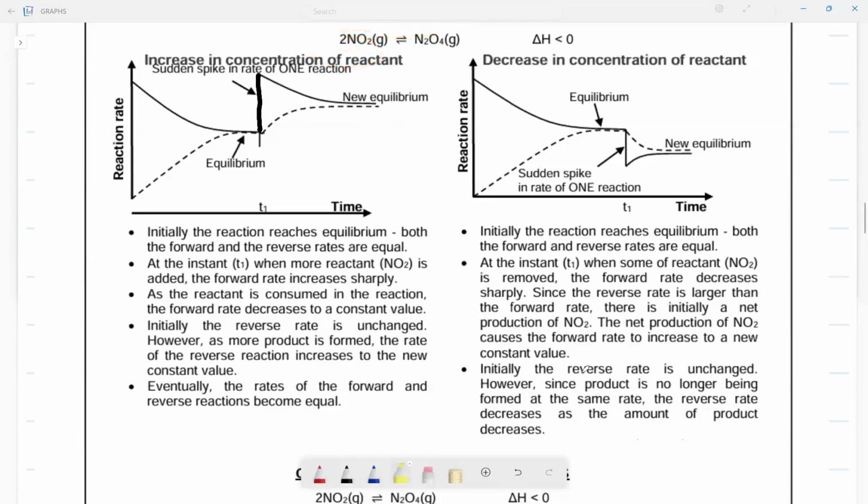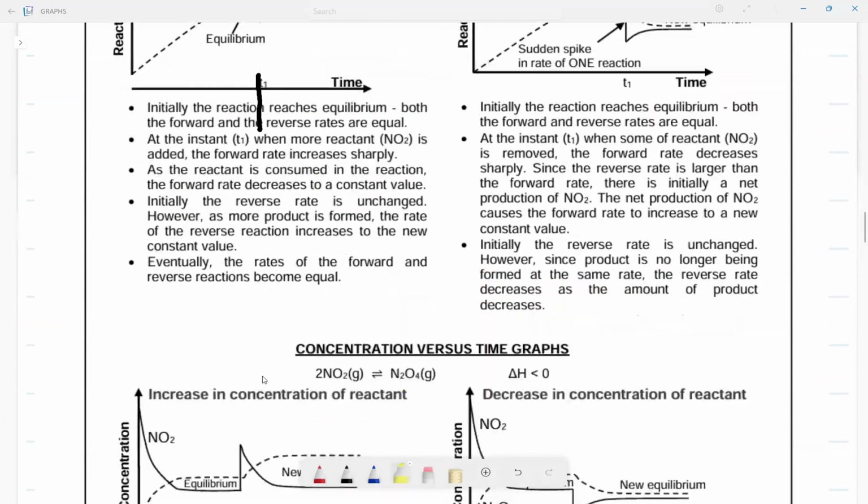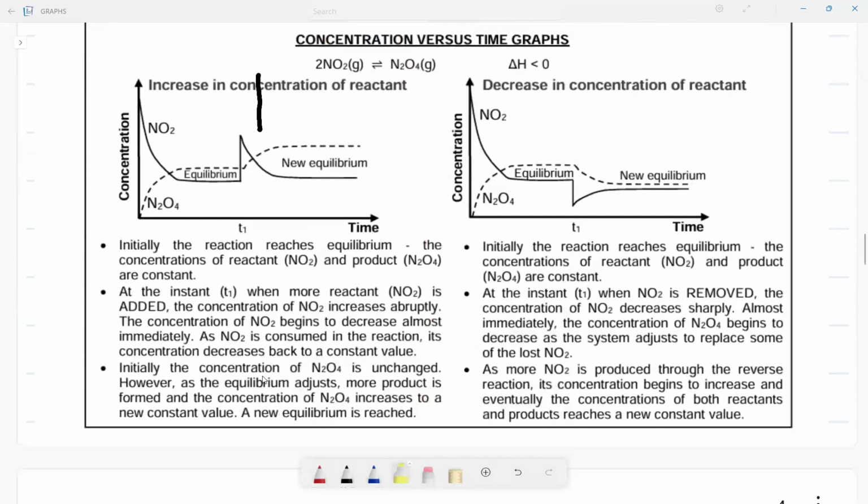Remember, when I decrease this, they'll favor that one and I will produce those. Initially the reverse rate is unchanged. However, since the product is no longer being formed at the same rate, the reverse rate decreases. So this is basically that. Let's look at the concentration graph. Remember, I said the one that we are affecting will have a sharp increase or decrease.